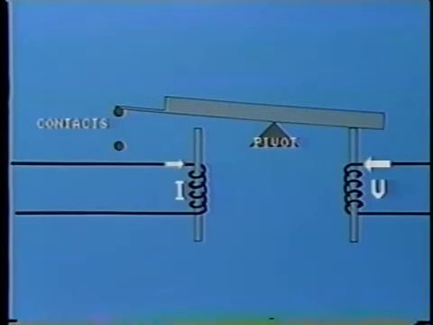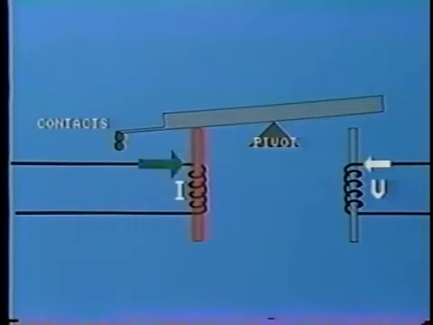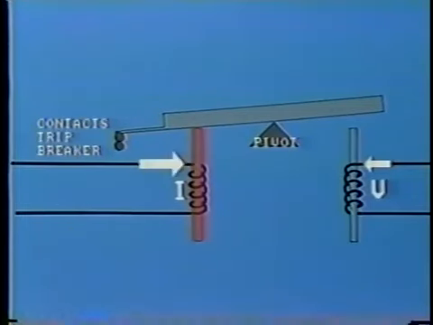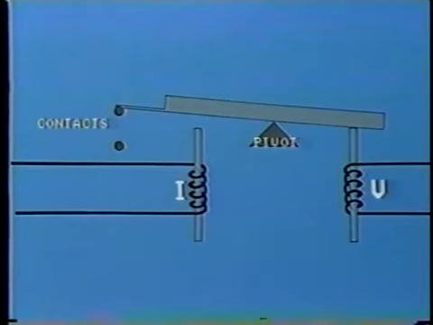However, if a fault occurs on the line, then the magnitude of current increases greatly, with the result that the current coil now produces much greater attractive force and will overcome the restraint of the voltage coil. The balance beam seesaws in the opposite direction and closes the contacts in the tripping circuit, so tripping the line circuit breaker.